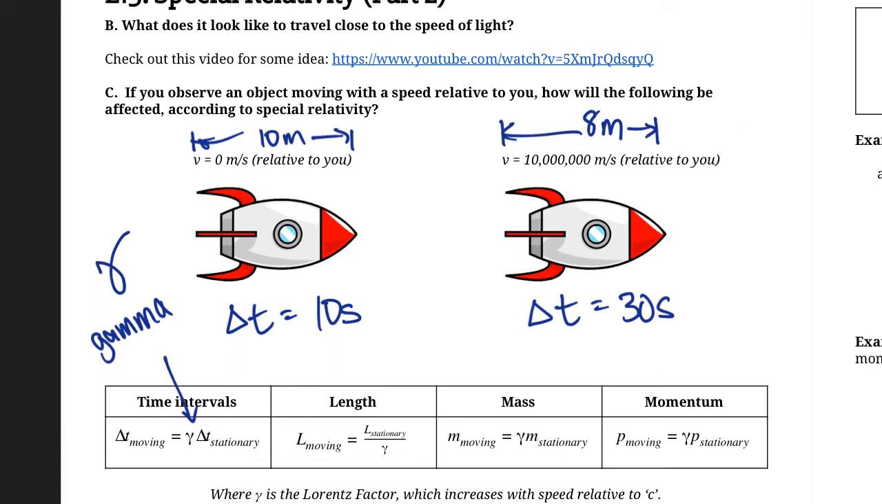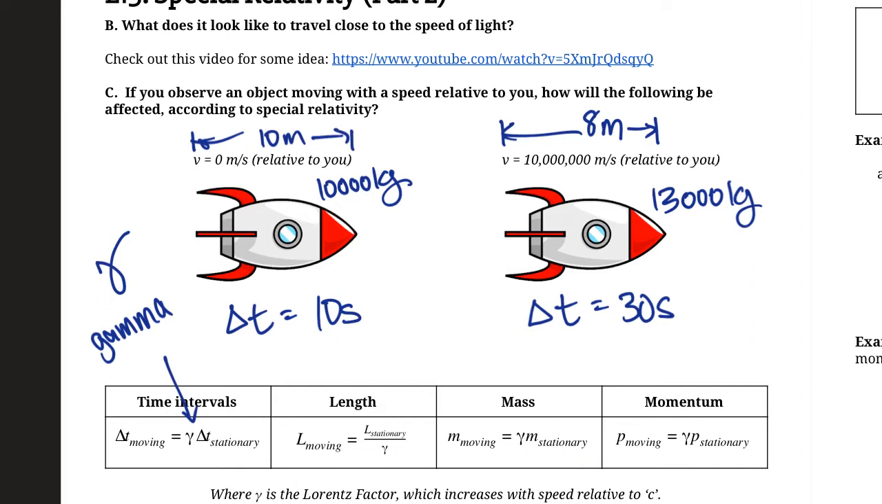And the next one is mass. So say, again, the same spacecraft, you know your spacecraft has a mass of, let's just say, 10,000 kilograms. What happens when something goes faster and faster relative to you, it's observed to have more mass. So it might have a mass of 13,000 kilograms. And again, it's going to be this gamma factor that's going to determine that. So you just multiply this gamma factor by the stationary mass.